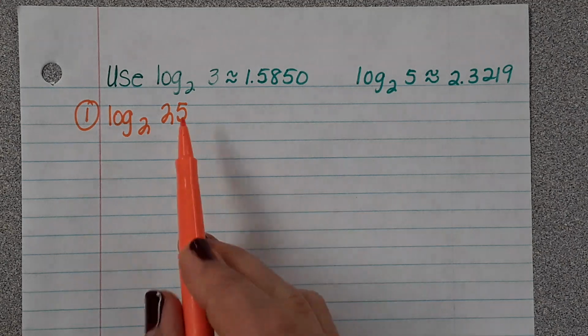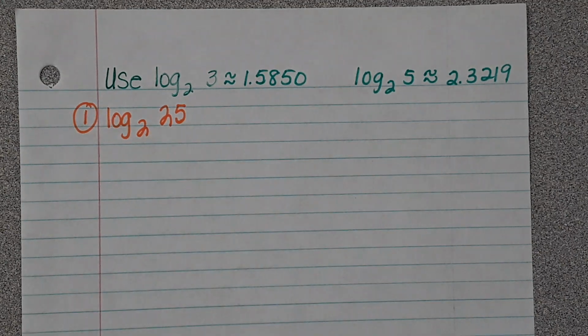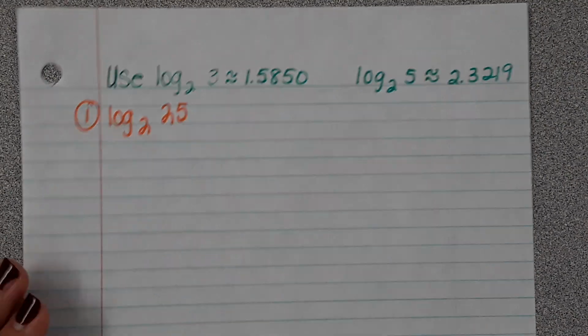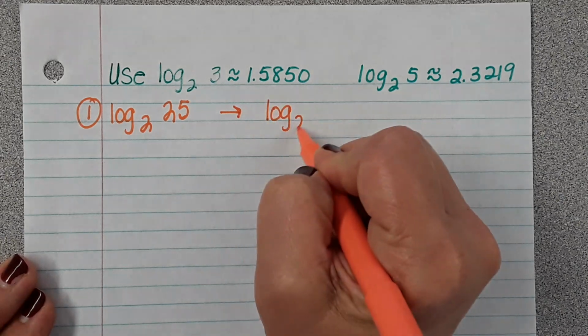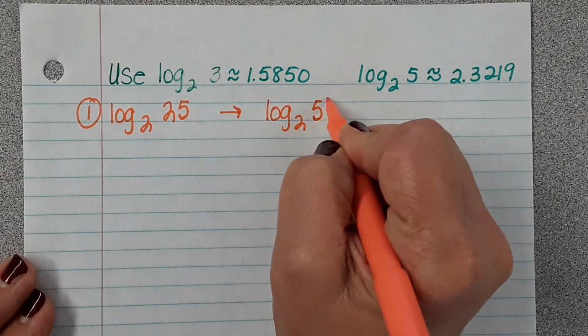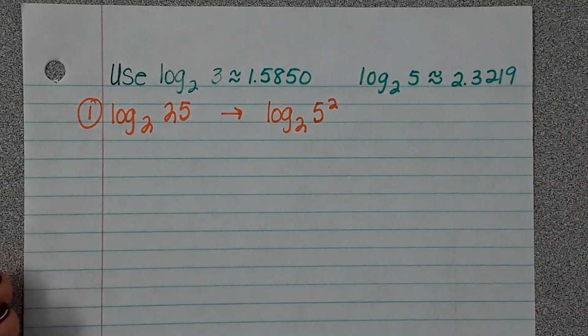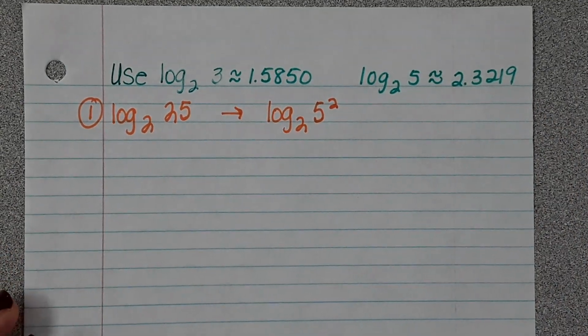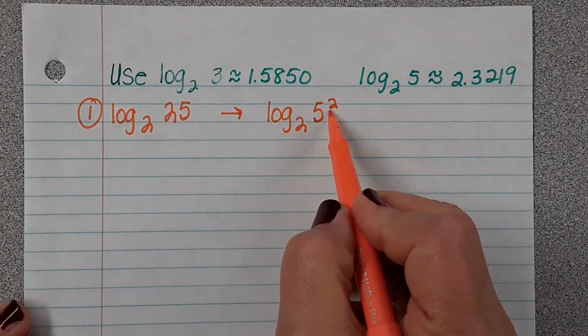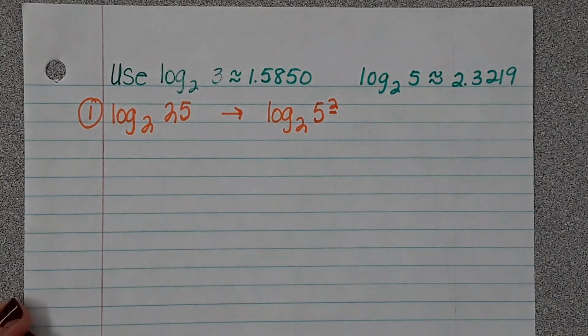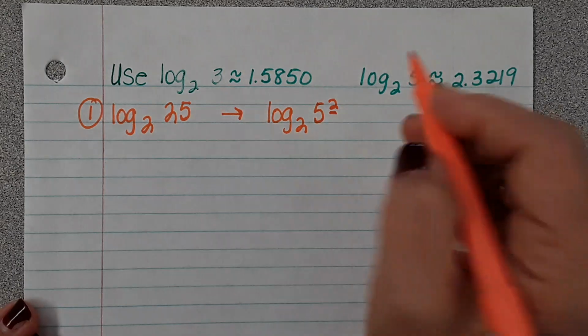So ask yourself, can I rewrite 25 with a base? Like, can I rewrite it as 3 squared, 5 squared? So that's what we're going to do. We're going to rewrite it as log base 2 of 5 squared. Now, the power rule says we can take the 2 and put it where? In front of the log.